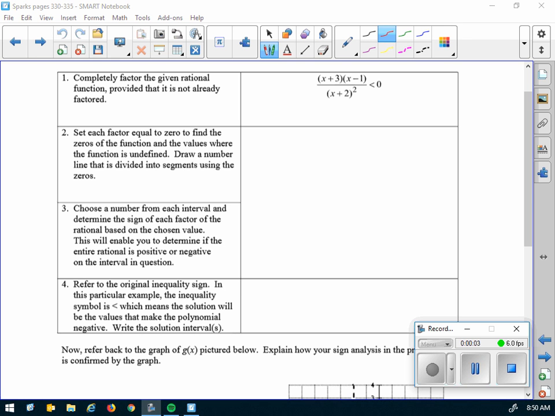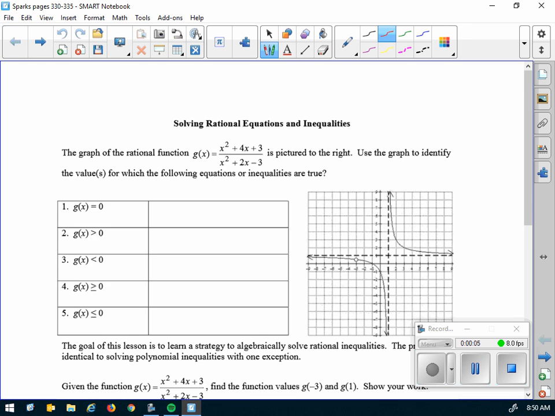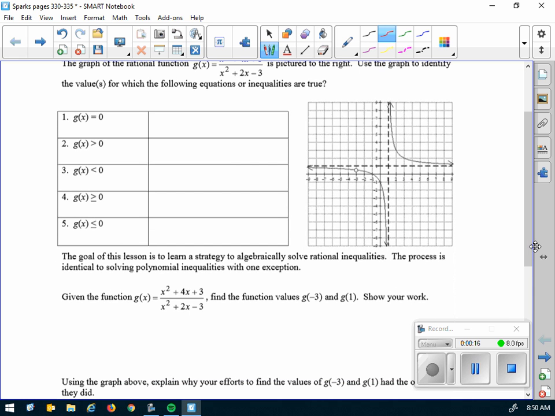So if you will remember what we were working on last Friday, we were solving rational equations and inequalities. What we did is we were able to solve all of these questions by looking at the graph. Now remember, greater than, what does greater than mean graphically? Above the x-axis. Less than graphically means below the x-axis. Equal to graphically means on the x-axis.